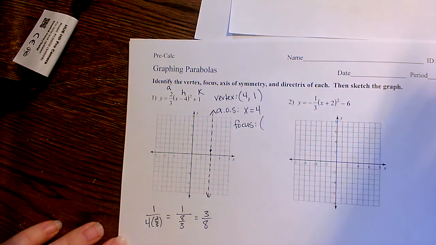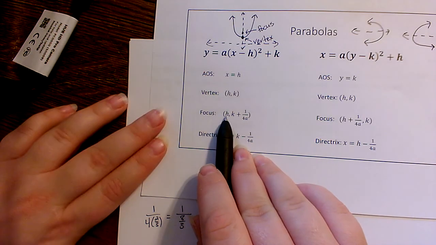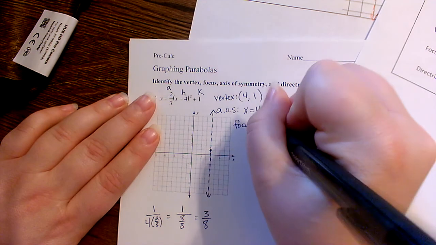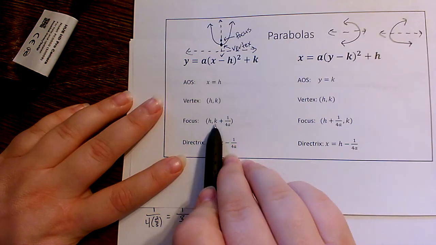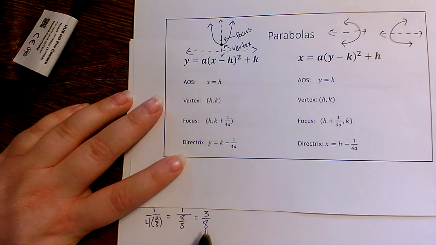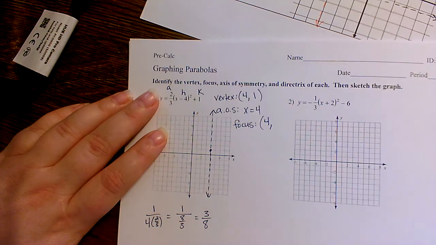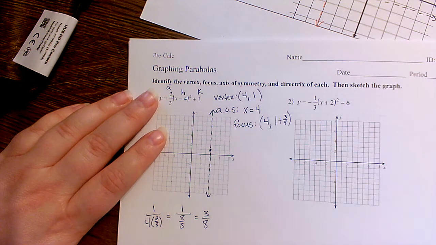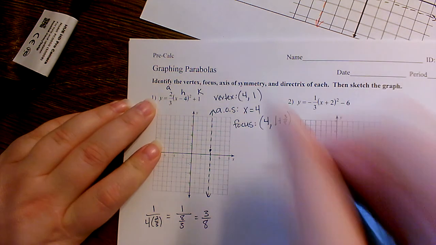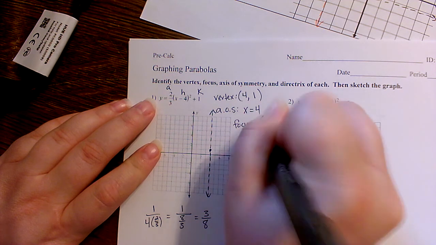So in order to write the ordered pair for the focus, looking at your notes, the x-coordinate is going to stay h, the same as the vertex. So it's going to be 4. And then to get the y-coordinate, we're going to add that 1/4a, or that 3/8, to the y-coordinate. The y-coordinate was 1, and then we need to add the 3/8 to it. So that would be 11/8. So the focus is at 4 and 11/8.